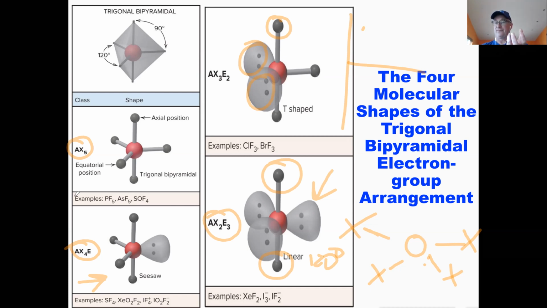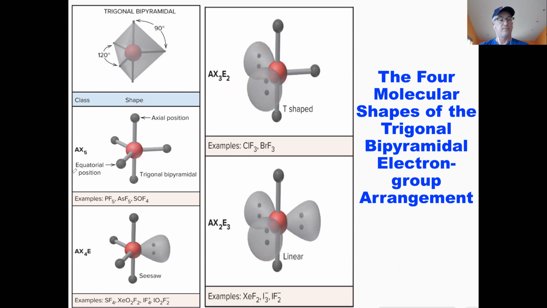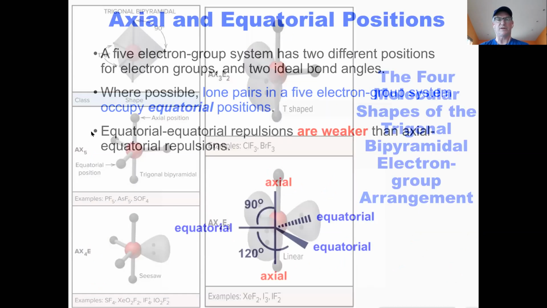So generally, lone pairs go in the equatorial region to give them the greatest separation from each other. And I'll show you that right now. And don't worry, we're going to go through all this again on Thursday.